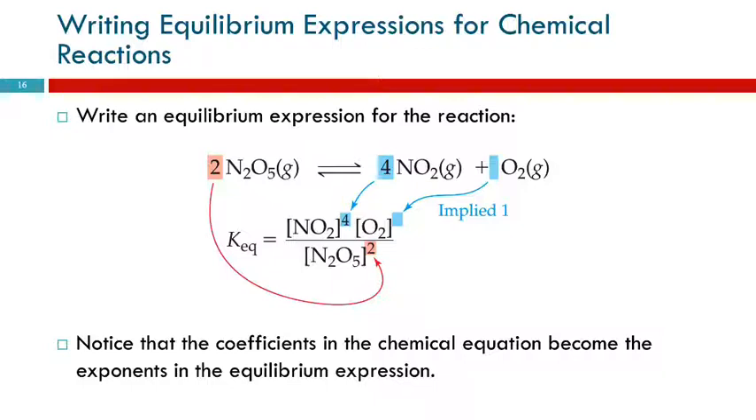So let's practice writing equilibrium expressions. If we have this reaction, 2N2O5 as the reactant, and 4NO2 and O2 as the products, KEQ for this reaction will be the concentration of the product, so NO2, the brackets mean that that's in moles per liter, raised to the fourth power, and O2 raised to the first power. This was an implied 1. This is also an implied 1. Divided by the reactant raised to its coefficient. You see there's a pattern there.